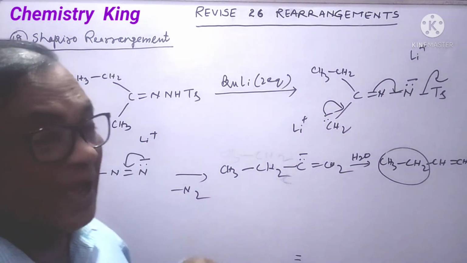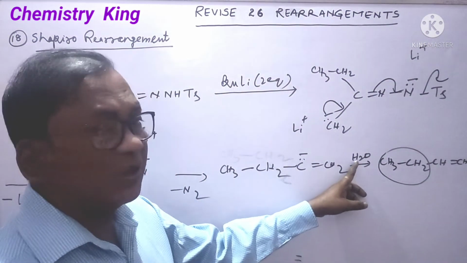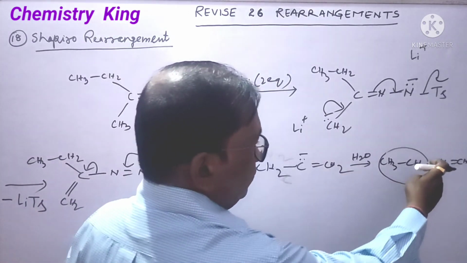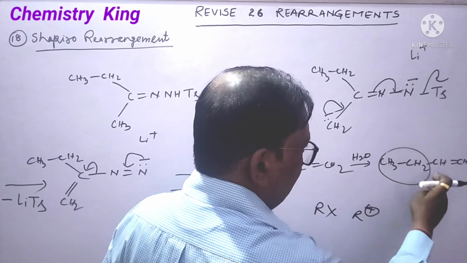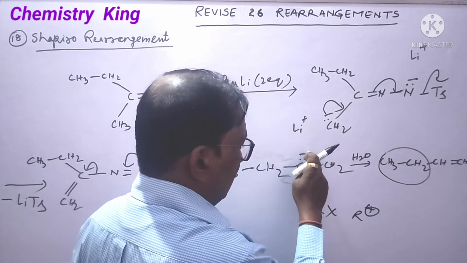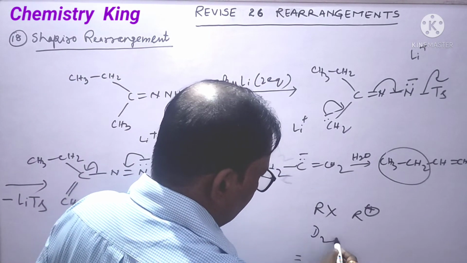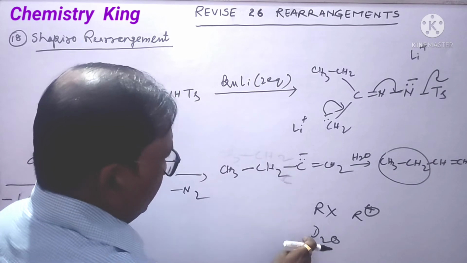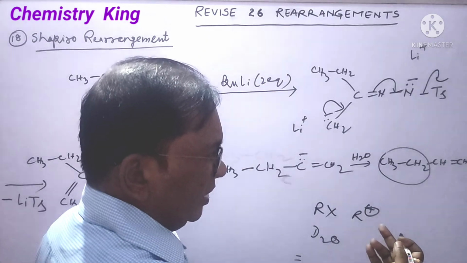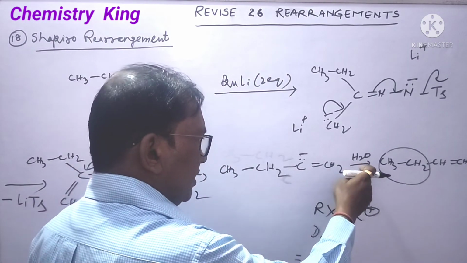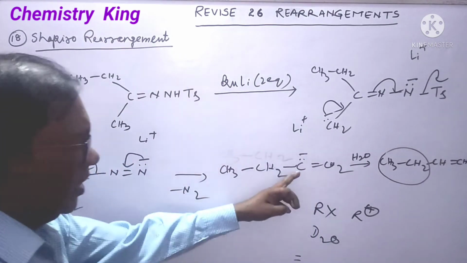And Shapiro rearrangement, I say it is a versatile rearrangement. Why? If you are taking water as electrophile, H will come here. If you take RX, it will supply R plus, and R will get attached with this carbon. And if D2O is taken, D will come here. Any electrophile present here gets attached with this carbon.